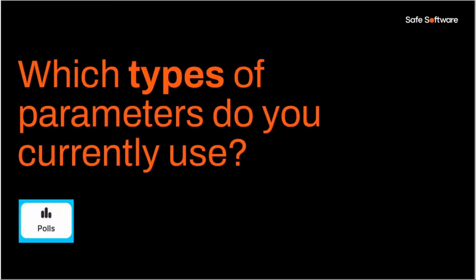So I'll move on to the poll. Which type of user parameters do you currently use? All right, and I just published that in the polls tab, so we'll get folks to head over there and select any that might apply. Give everyone a moment there.